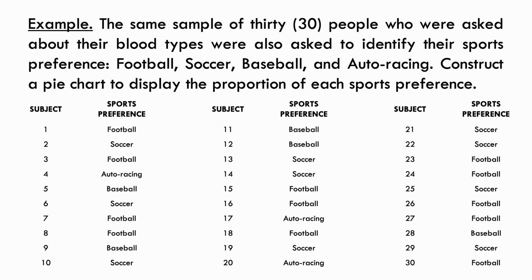The same sample of 30 people who were asked about their blood types were also asked to identify their sports preference: football, soccer, baseball, and auto racing. Construct a pie chart to display the proportion of each sports preference.